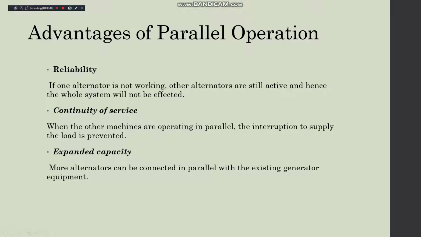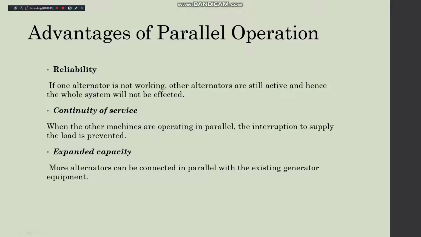There are certain advantages of parallel operation. A few of them are listed here. One of them is reliability. Let's say some part of the power system is not working correctly, then other alternators are still active, which can supply the load, and the whole system does not need to be shut down. The continuity of service is the same point as well. It means that if one of the generators does not work properly, it can be disconnected from the power system without harming the power supply.